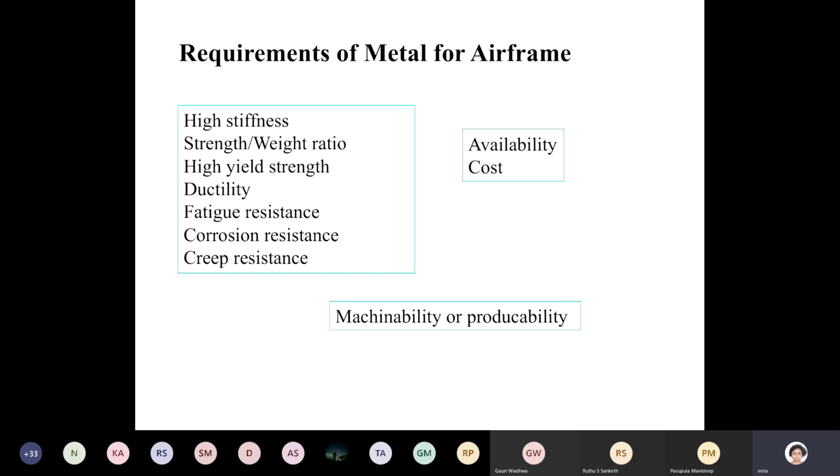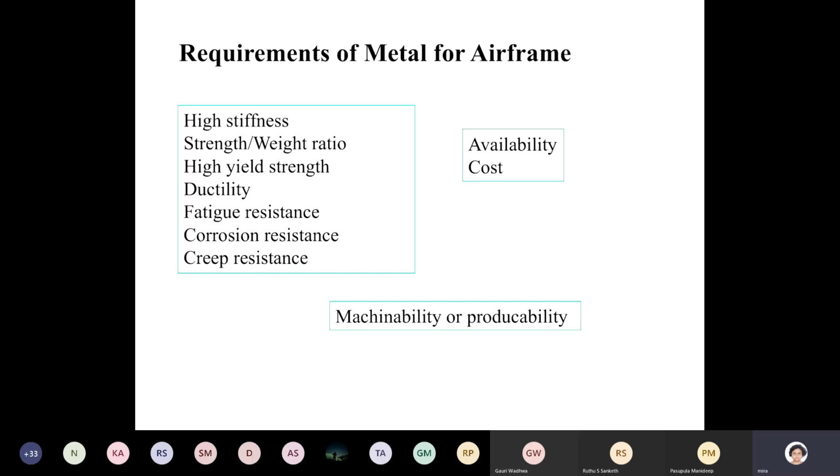Why am I saying this? I'm saying this for you all to stay open to the idea that there is constant research going on in finding more suitable material for aircraft as well as spacecraft. You can probably understand that it all started with wood, ended in composite, and still the pursuit is there. That's what I wanted to convey. Now, what is the requirement of a metal for airframe? Of course, high stiffness.